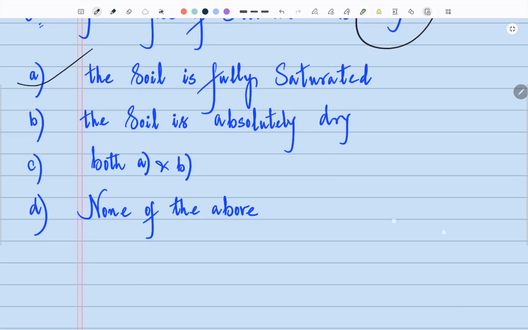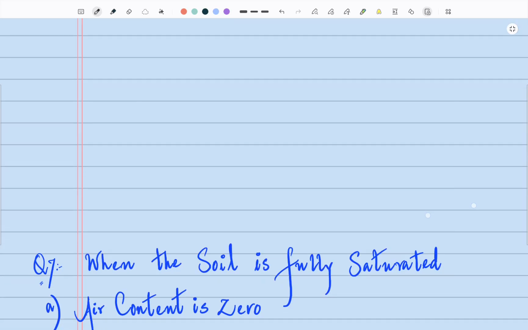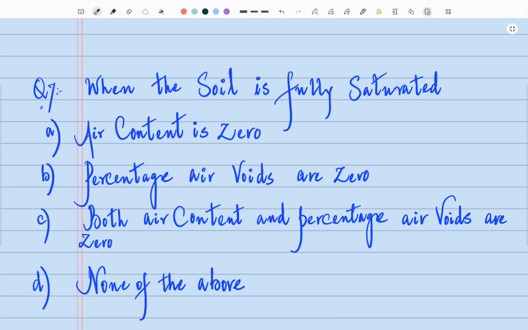All right, moving on to the next question. We are studying the weight-volume relationships. It's a very important chapter in geotechnical engineering, and we are studying it by solving multiple choice questions, and following that we'll also be solving as many numerical questions as possible. All right, so stay tuned to Engineering Olympiad.